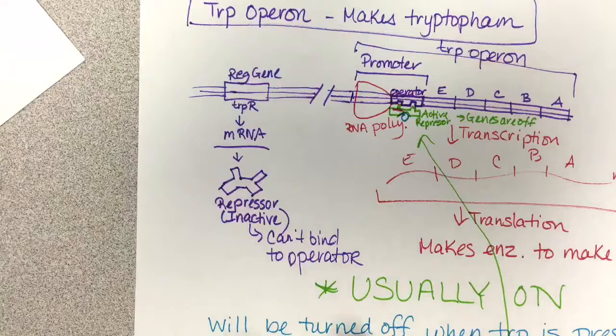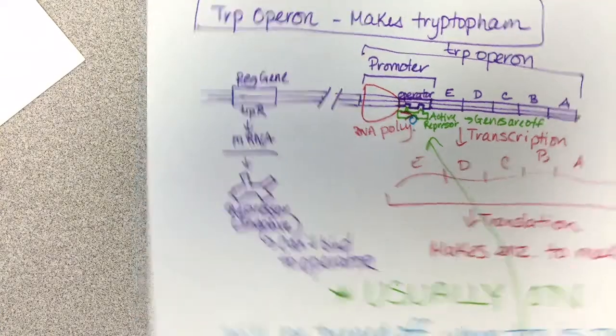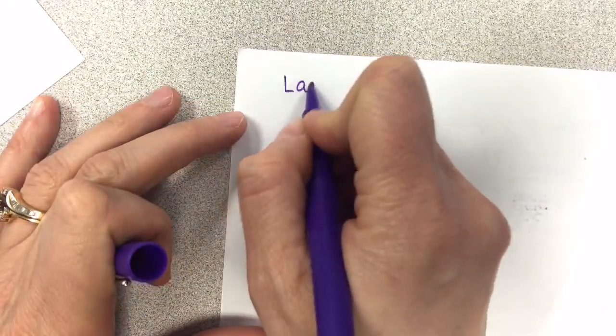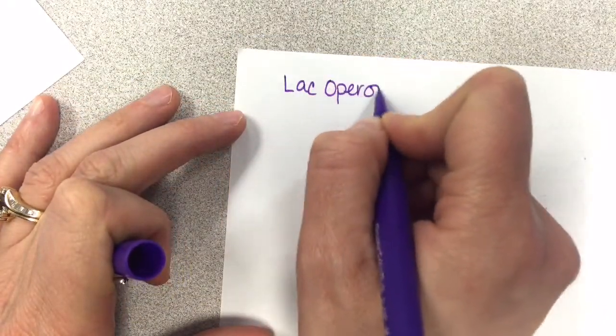So then we have one other operon that's different, and that was the Lac Operon. The Lac Operon is different in that instead of making something, as here was making tryptophan, the Lac Operon digests the sugar lactose, which remember is a disaccharide. So here's your Lac Operon.